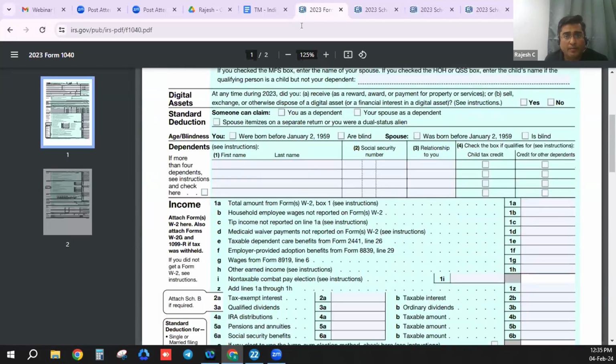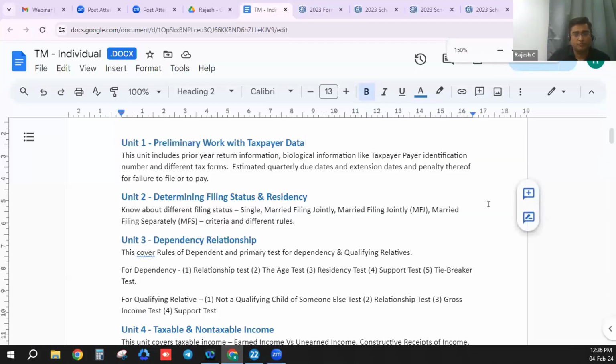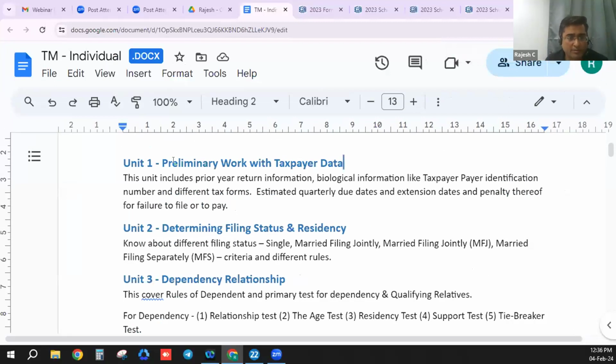Yes. So now these are the different modules we have to go through in the theoretical parts. The first unit is preliminary work with the taxpayer data, which includes prior year return information. Let's suppose you are a CPA having a new client. Based on the previous year's copy, they have to gather some information from previous years, like biographical information, which includes the taxpayer identification number, different tax forms, estimated quarterly due dates, extension dates, and penalties thereof. We will get detailed knowledge of due dates and penalties, if any. This will be covered in unit one.